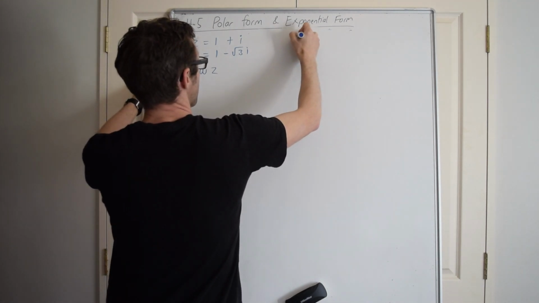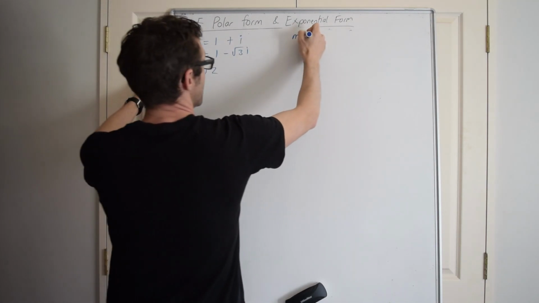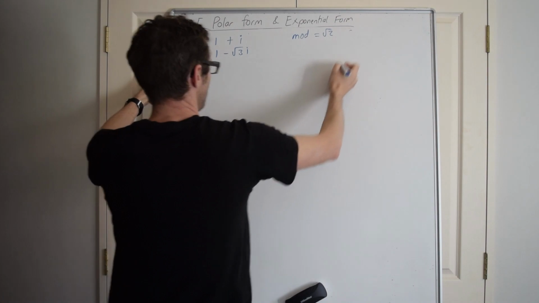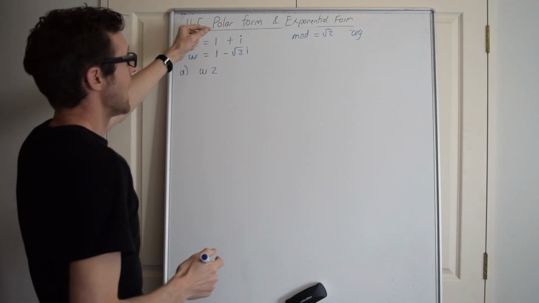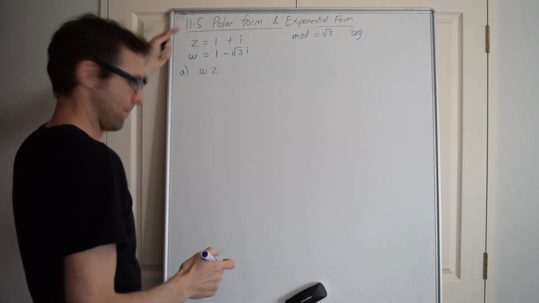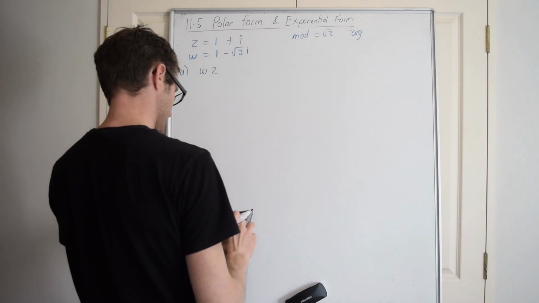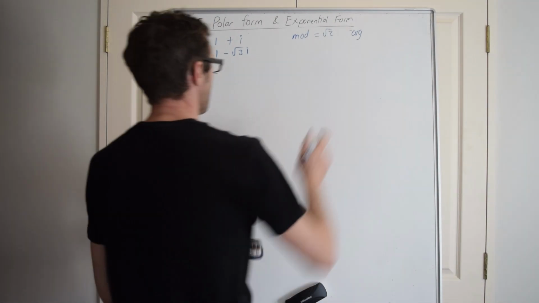So I'm going to go modulus of this one. It's going to be the square root of 1 squared plus 1 squared. So that should be square root 2. And the argument is going to be inverse tan of 1 over 1. And the inverse tan of 1 over 1 should be pi over 4, I think, isn't it? Yeah, pi over 4.